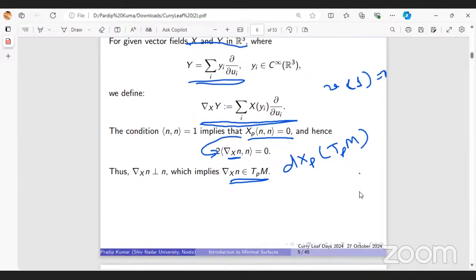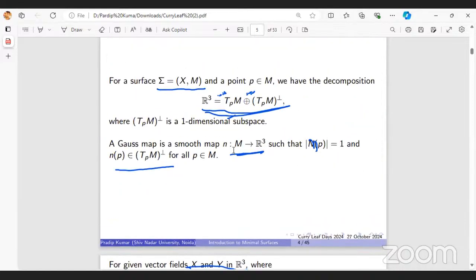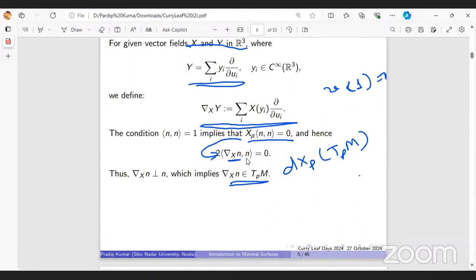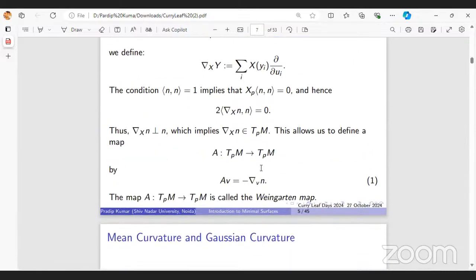But then, if you define this as a normal, and then if you take any X belonging to TP of M, DXP nabla_X N belongs to TP of M, and then this allows us to define a map A from TP of M to TP of M. Take any v here, and corresponding to which you generate a vector field, and then define minus nabla_V N. And then just now we have proved that this belongs to TP of M.